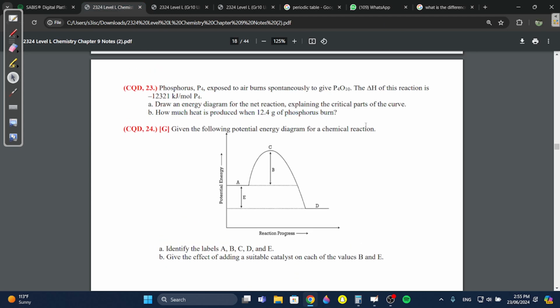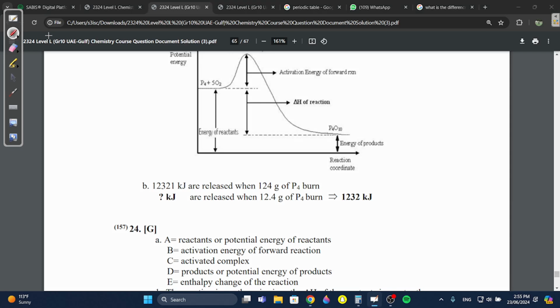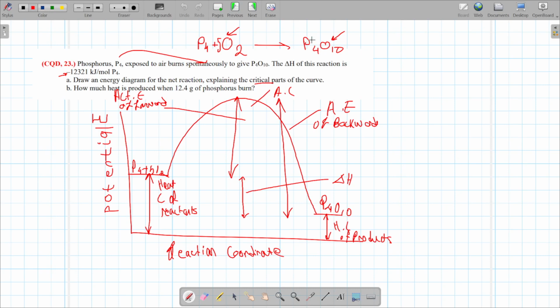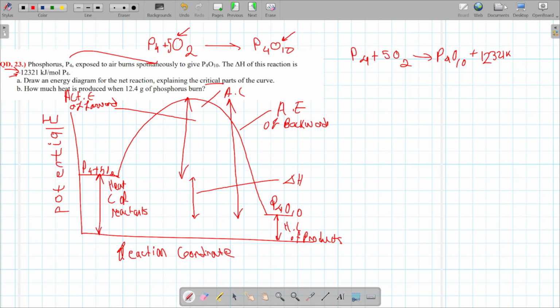How much heat is produced when 12.4 grams of phosphorus is burned? This is our reaction: P4 plus 5O2 produce P4O10, and it releases 3, 2, 1 kilojoules, right?